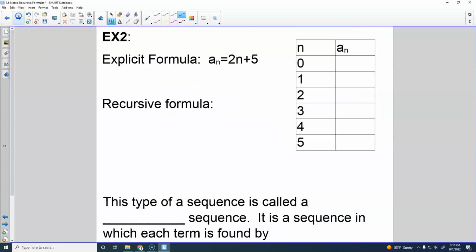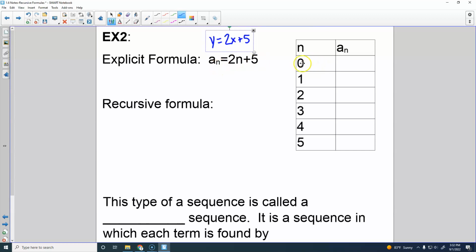Let's look at a different type of sequence. This time we're going to look at an explicit formula. A sub n equals 2n plus 5. You can think of this like y equals 2x plus 5, but we're going to use these n's in a sub n notation because that's what we're going to see with recursive formulas.